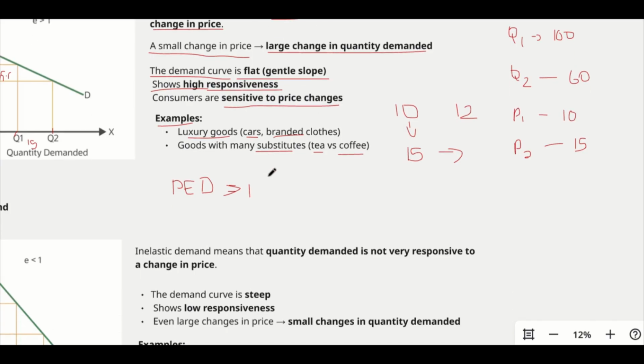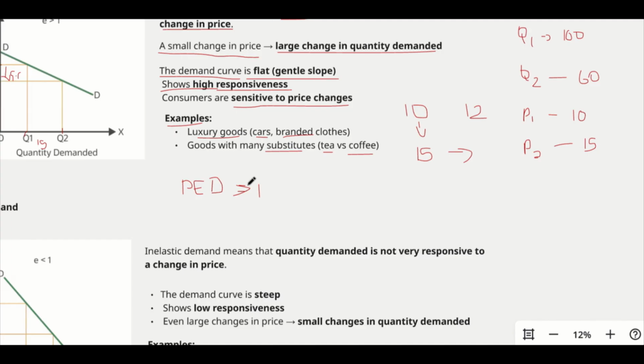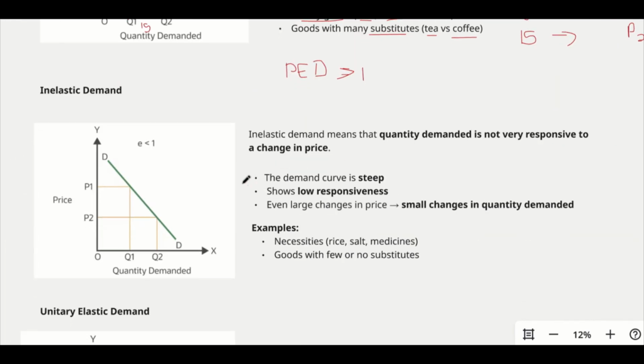So this is how we find it. The value should be greater than 1 if it is an elastic demand. And what if it is an inelastic demand? Inelastic demand means quantity demanded is not very responsive to a change in price. Even though there will be some change, it's not very responsive. There won't be much change.